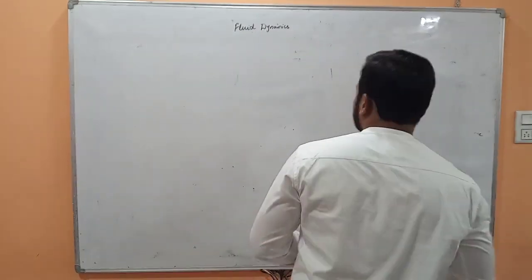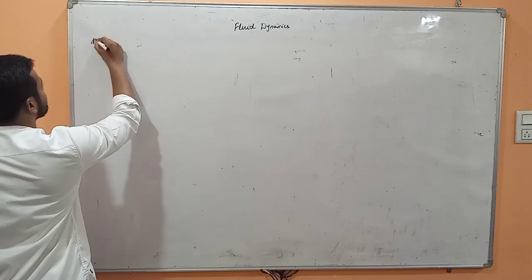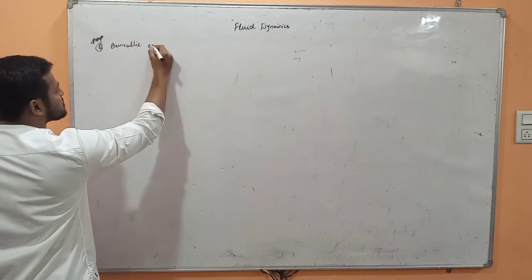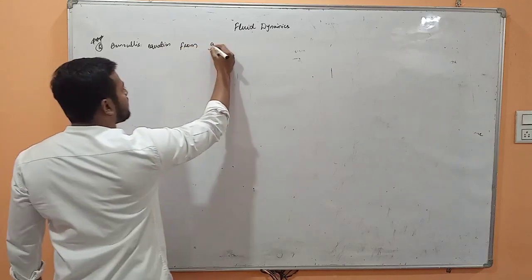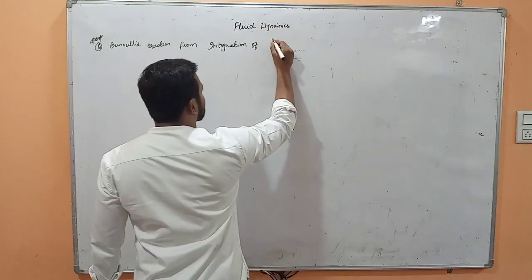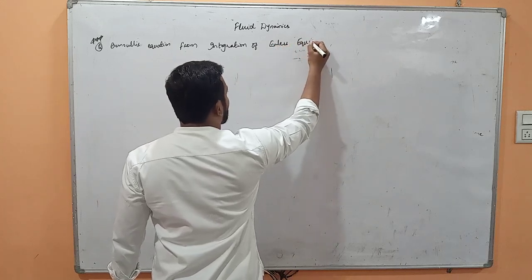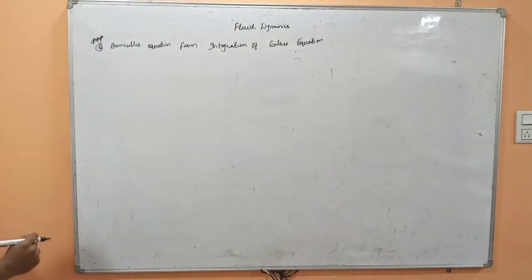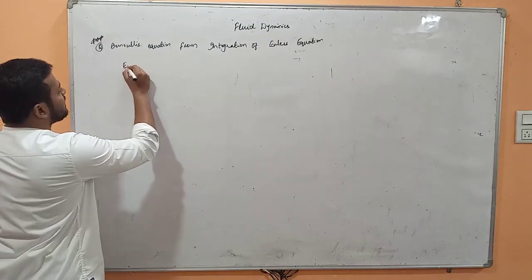Bernoulli's equation from Euler's equation. So this is very, very important. I'm giving 3 stars. Bernoulli's equation, obtained by integration of Euler's equation. So first we are going to derive Euler's equation, then we are going to integrate that Euler's equation so that we can obtain Bernoulli's equation. So first we are going to derive Euler's equation.